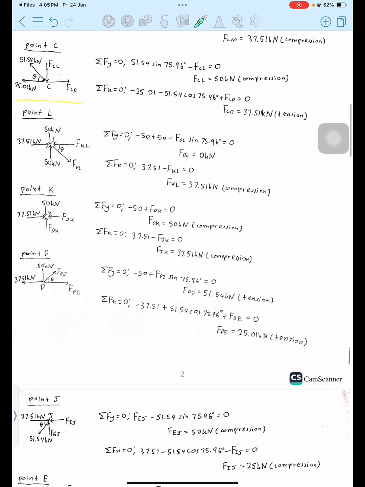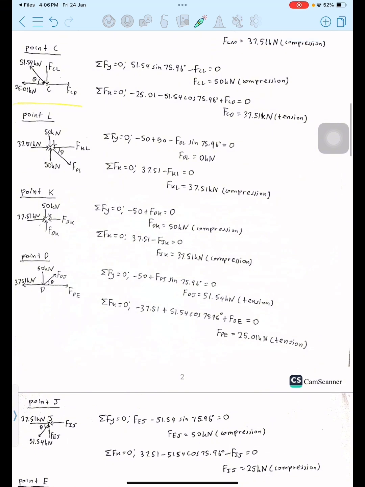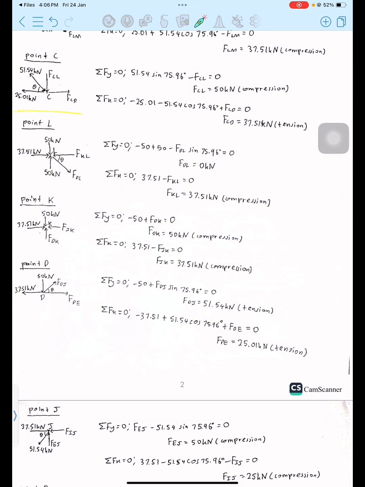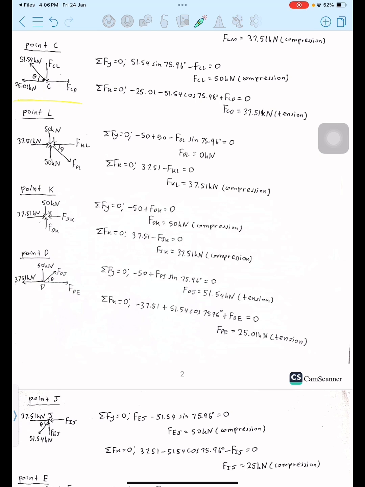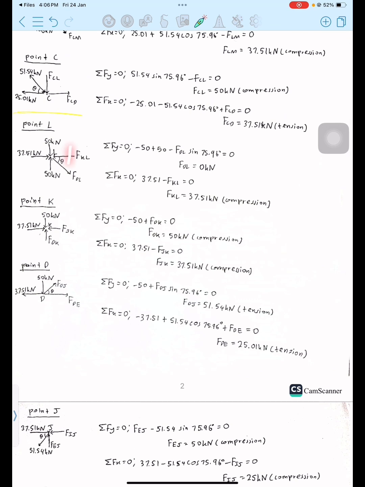My name is Muhammad Amir Hazib Idris, and I will continue the discussion from my friend Adib. So at point L, as you can see, we just need to do the same as before. Just draw the free body diagram, and what we have here is 50 kilonewton towards point L, FCL towards point L, 37.51 kilonewton towards point L, and FDL pointing outward from point L. So we use the equations of equilibrium. We find summation Fy equals 0 here.